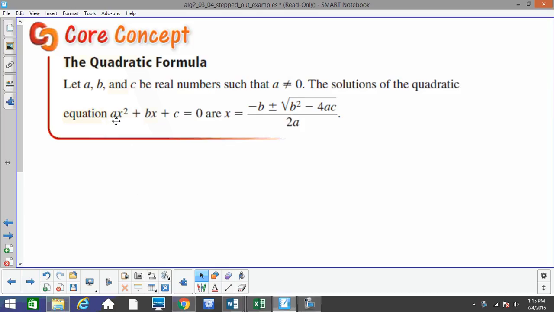So if you're given a general form of ax squared plus bx plus c, a, b, and c are integers or numbers. I guess they don't necessarily have to be integers. And if you plug them into that formula, you can always solve what x is. You can find your x-intercepts, your roots, your solutions.